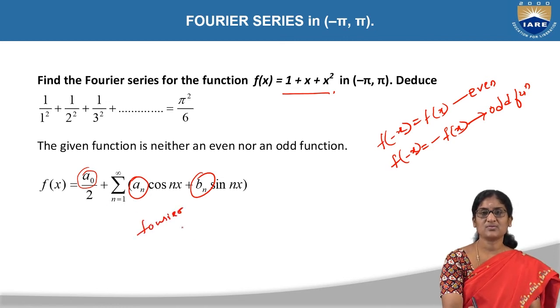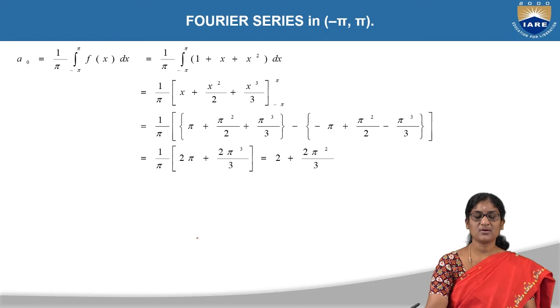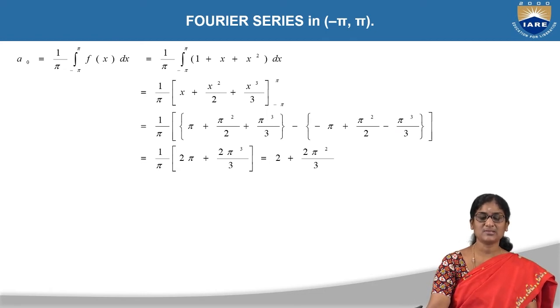So let us find out the first Fourier coefficient, that is the a0 value. So a0, how to find out the a0 value? a0 is equal to 1 by pi integral minus pi to pi f of x dx. Here f of x is 1 plus x square. Integral of 1 is x. Integral of x is x square by 2. Integral of x square is x cube by 3. So from minus pi to pi.